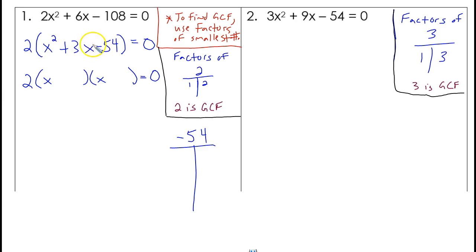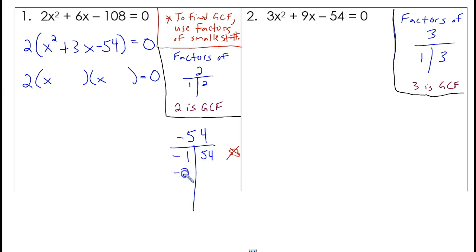If I know that I'm multiplying to get a negative, but adding to get a positive, my signs are going to be different, but the bigger number is going to have to be the positive number. So I don't have to list out all the possibilities. I can just list out all the possibilities where the bigger number is positive and the smaller factor is negative. And as we're going along, we might say, well, negative 1 plus 54 is 53. That didn't quite work out.